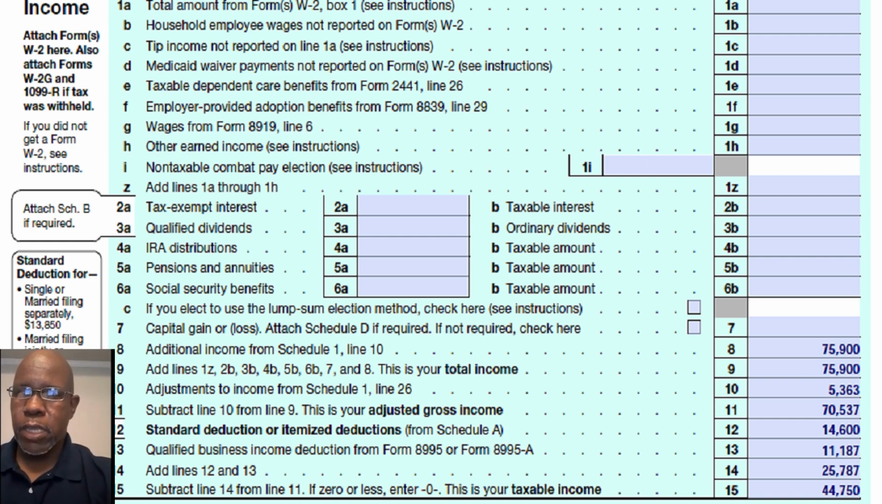All right, so now we have all the pieces to calculate taxable income. After listing all those numbers, line 13, add 12 and 13 as instructed on line 14, and that gives us 25,787. It brings us to line 15, taxable income of 44,750. Okay, so that's how this works, guys, in a nutshell.